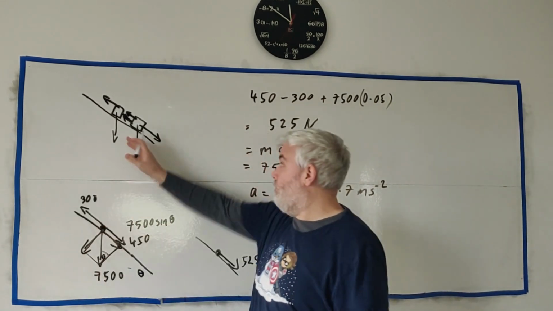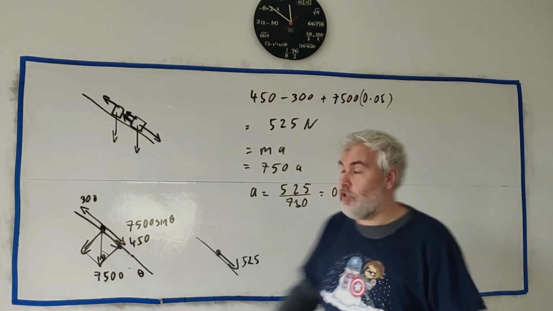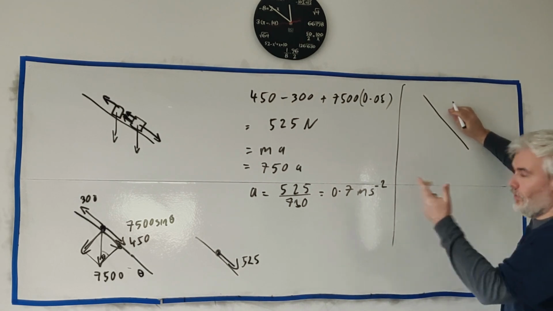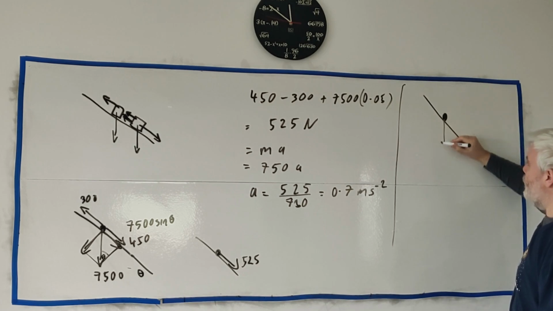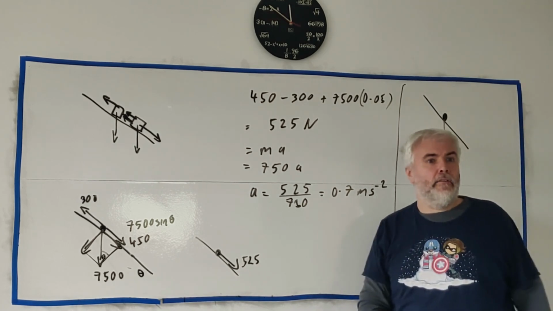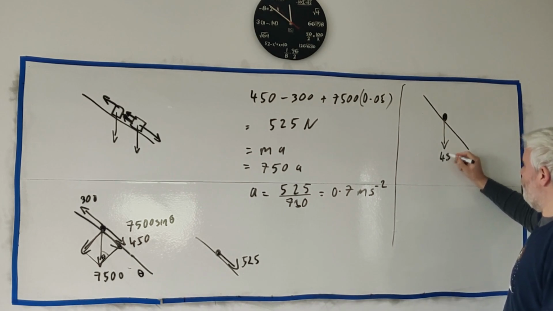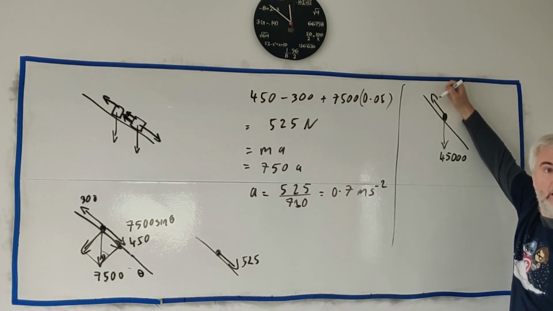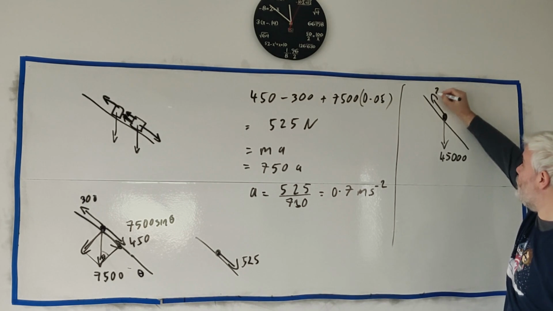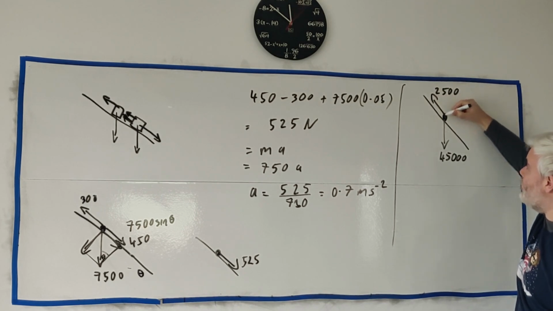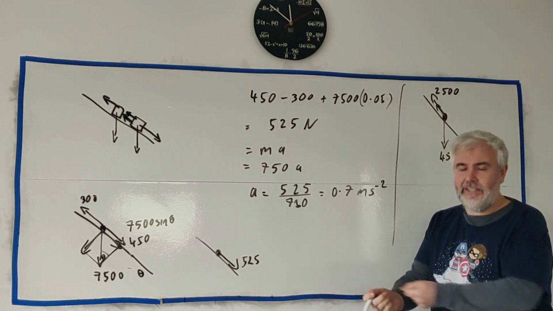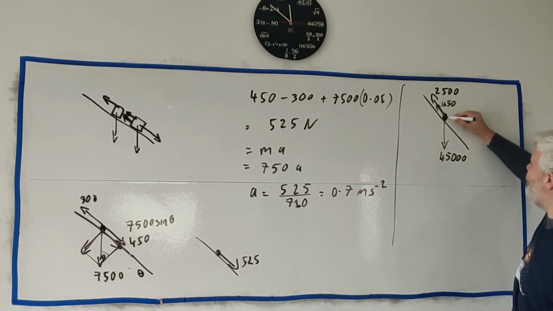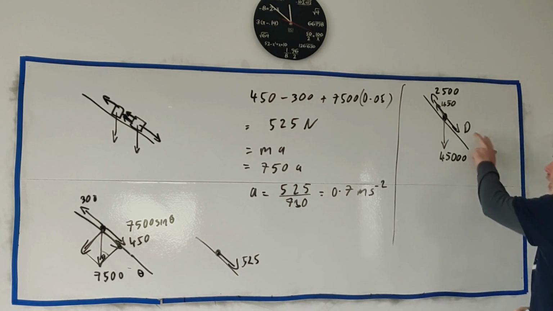We still need to find the driving force. To do that, we need to leave the trailer. I didn't leave myself enough room here, I don't think. And we move on to the van. Now the van has a gravitational force down here that was 4,500 kilograms, so 45,000 newtons. It has a resistance force of 2,500. It has a tension. The trailer is a lot lighter, but it's still pulling the van back the same as the other way, so that's 450 in there. And there's some driving force D. Don't know what that is.